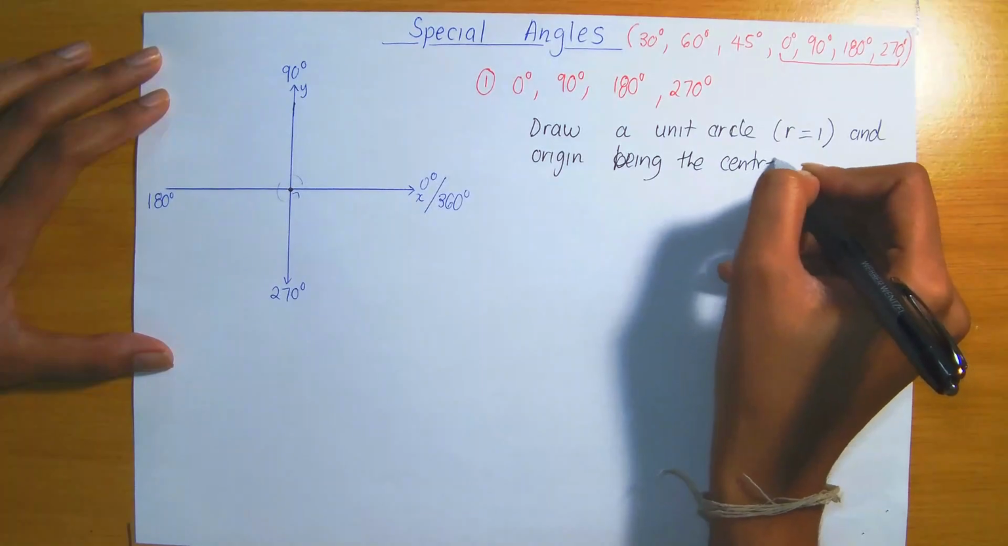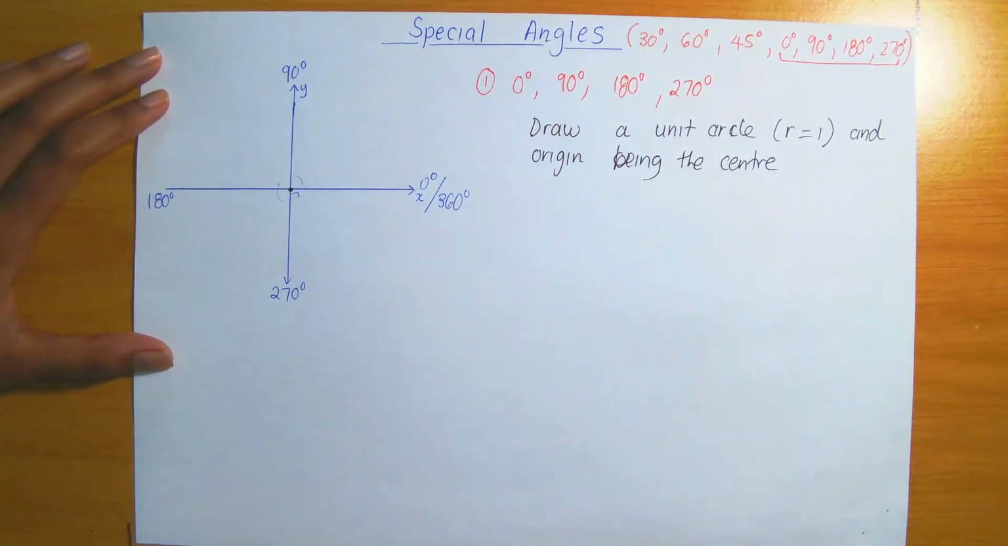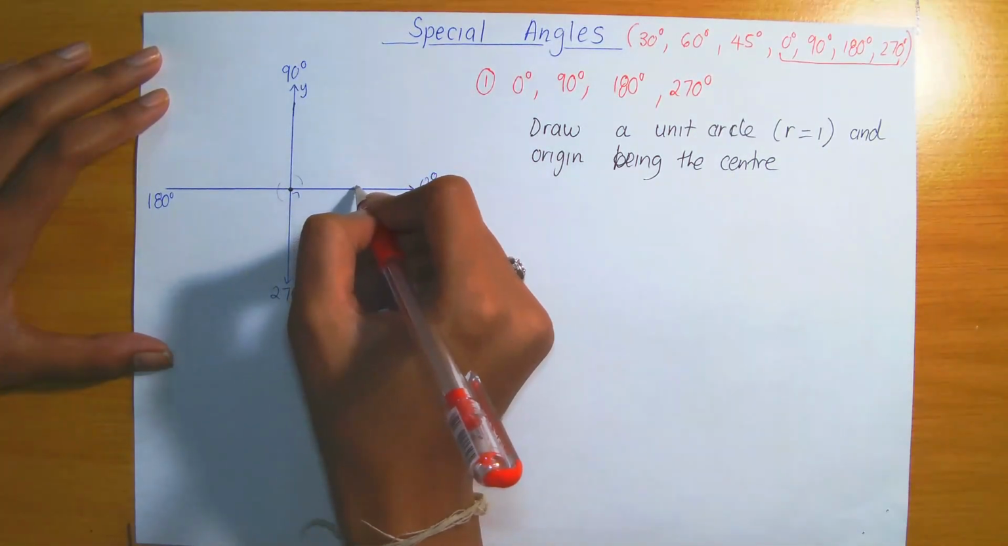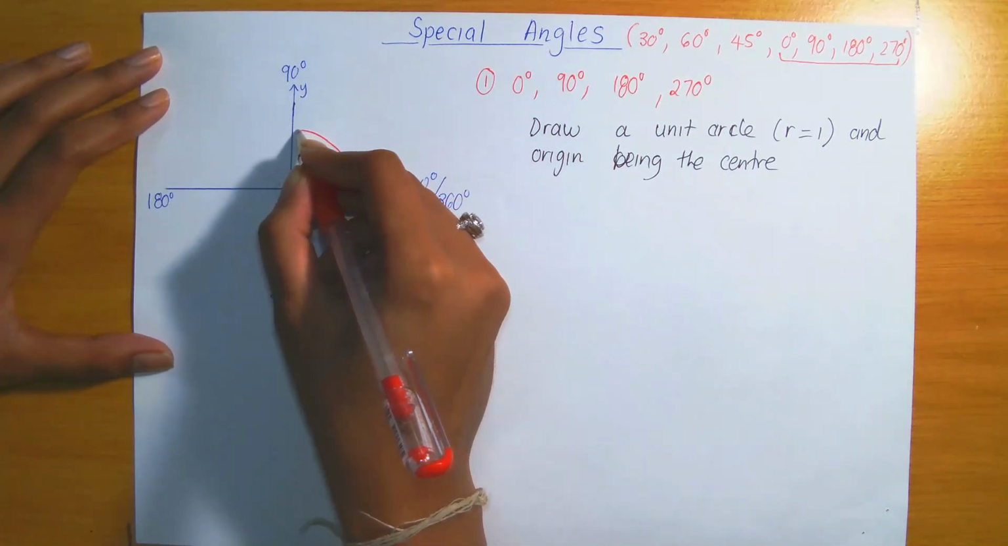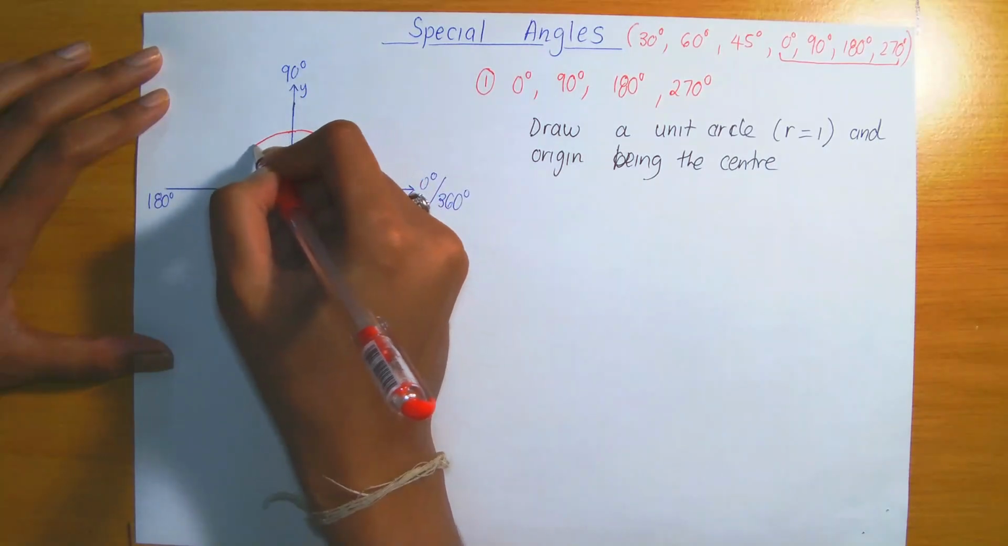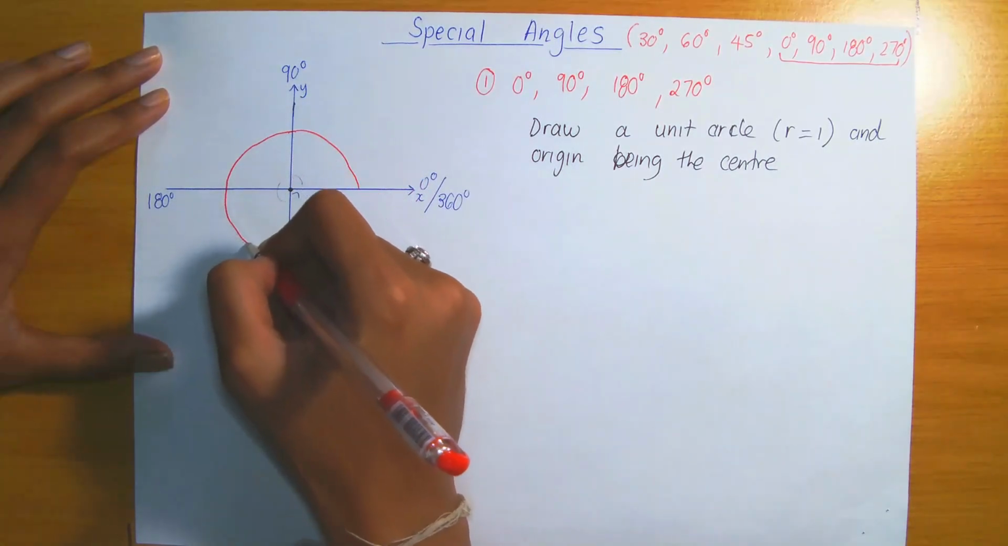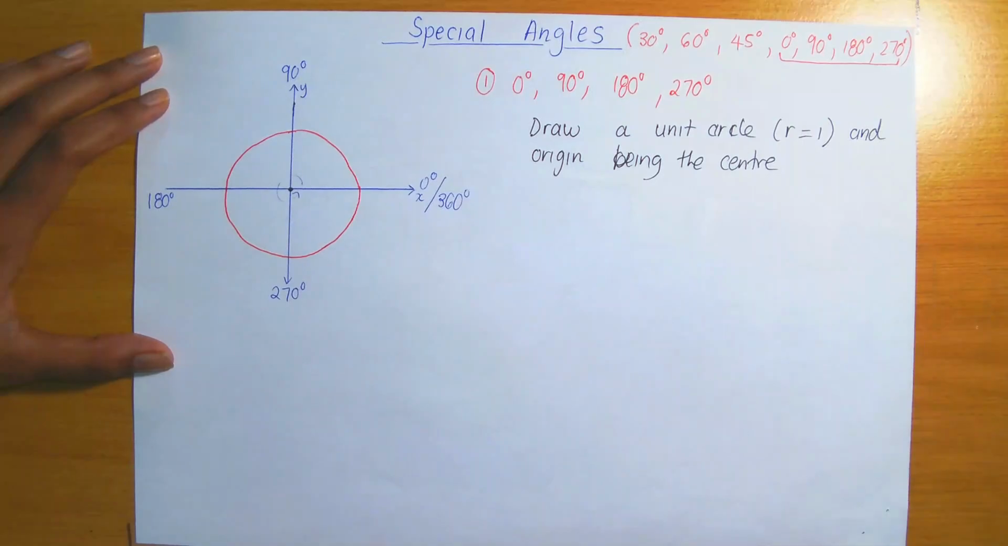I'm just going to quickly draw this circle. I'll do my best to let it look as perfect as possible. I'm aiming for radius 1. Assuming that looks perfect.